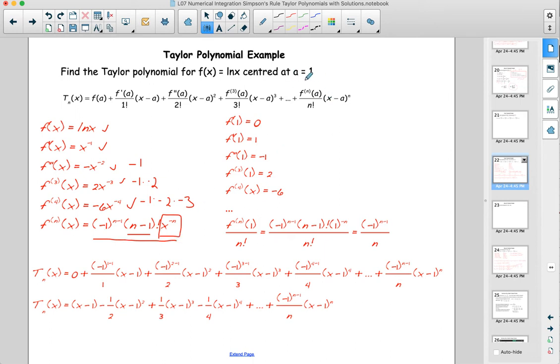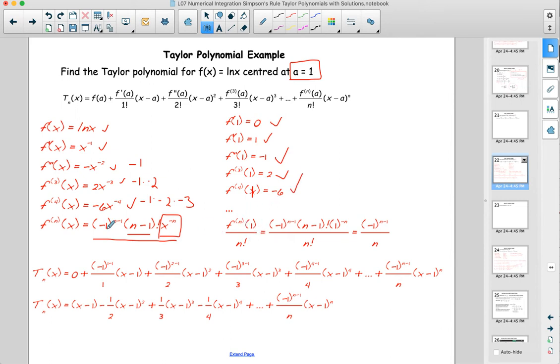And now, where are we centered? We are centered when a is 1, so these were all at x, now I need the values at a. So I need f at 1, which is 0. F prime at 1 is 1. F double prime at 1 is -1, plugging into there. Plugging into here, we get a 2. That should say 1. Plugging a 1 into here, we get a -6.